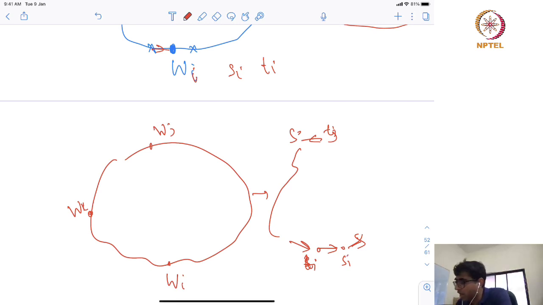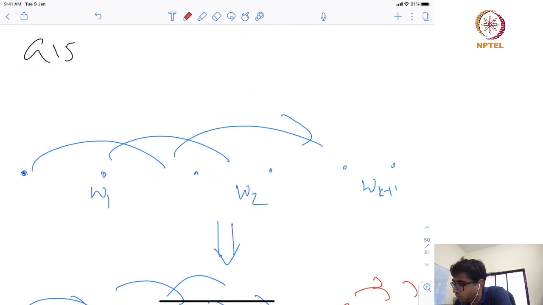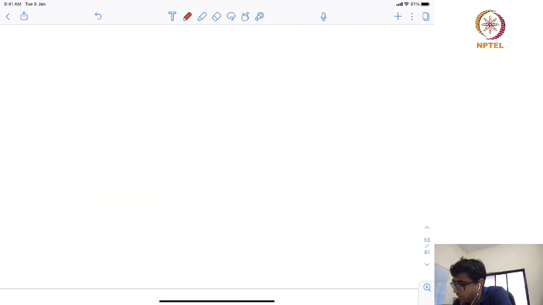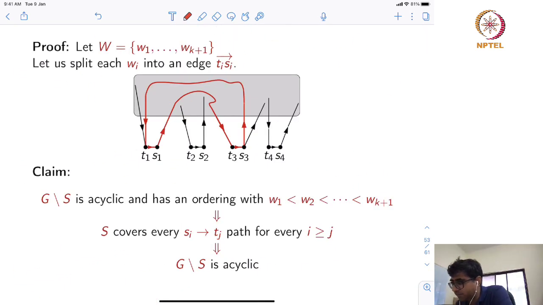But there is no path from si to ti. This is what you have assumed, right? This is what you have assumed, that there is no path from si to tj for every i, j, which implies G minus S is acyclic, right? So that's it. So we have shown an equivalence.